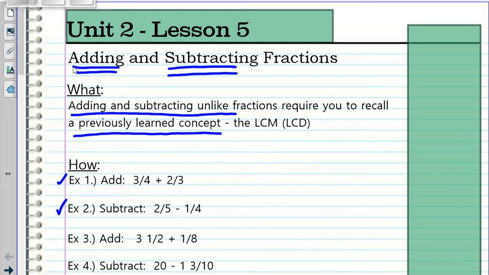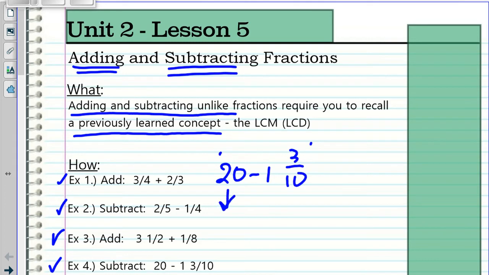Now, what is this? Oh, I like this one. This one's good. Number 4. 20 minus 1 and 3/10. Now, here you're presented with two issues. One is you got a whole number here, and then you got a mixed number here. So how should we approach this?